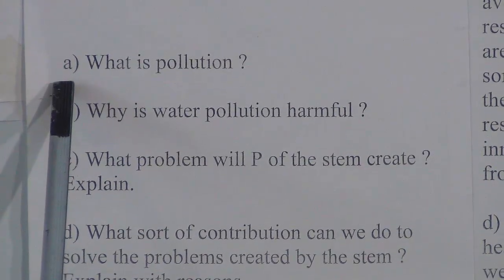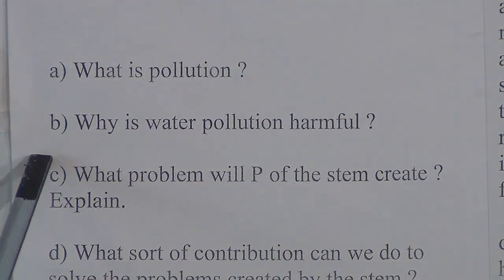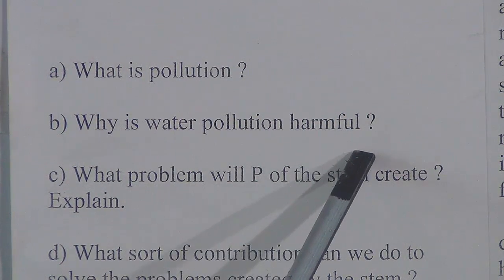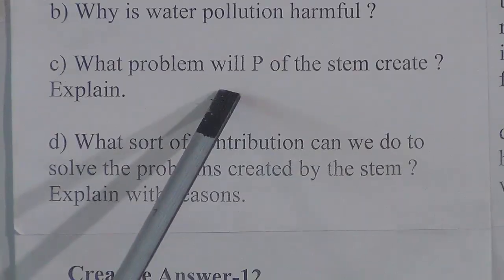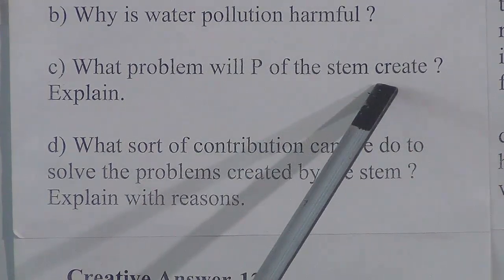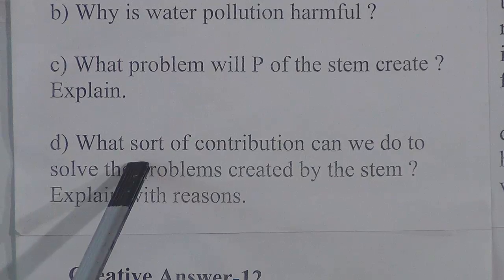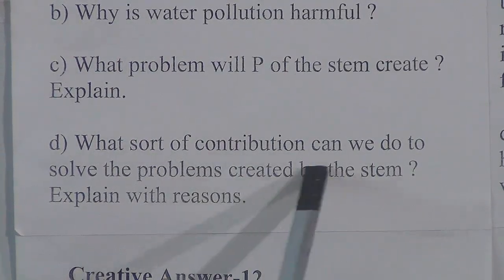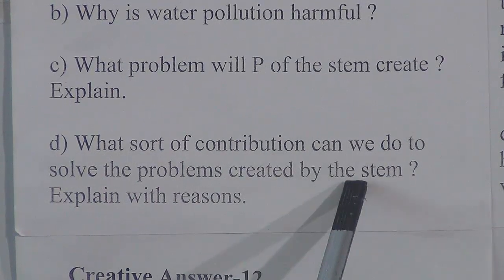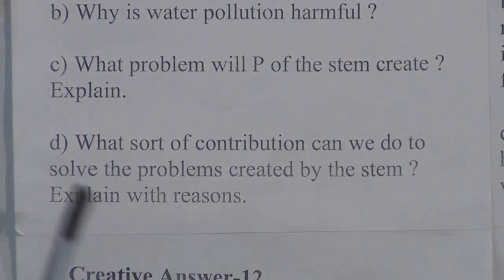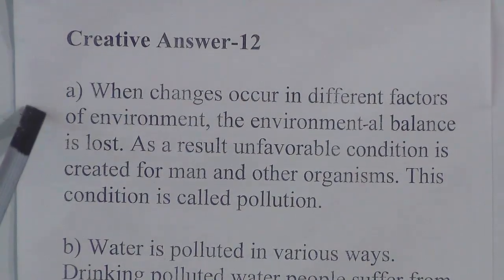Our A number question is, what is pollution? And B number is, why is water pollution harmful? And C number question, what problem will P of the stem create? Explain. And D number, what sort of contribution can we make to solve the problems created by the stem? Explain with reasons. Now we will discuss the answers.